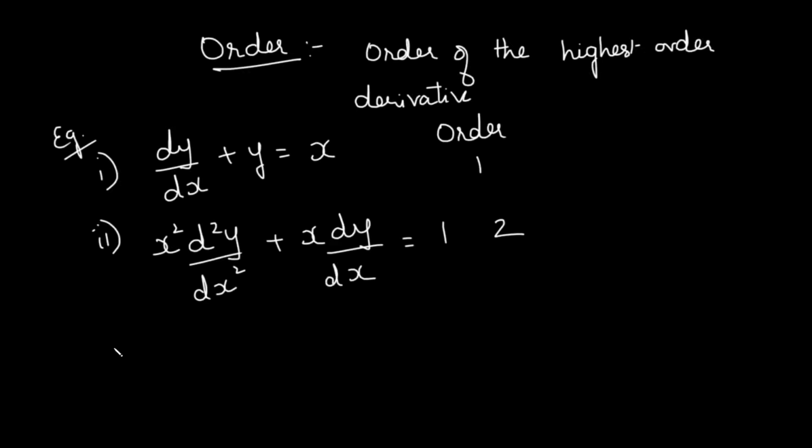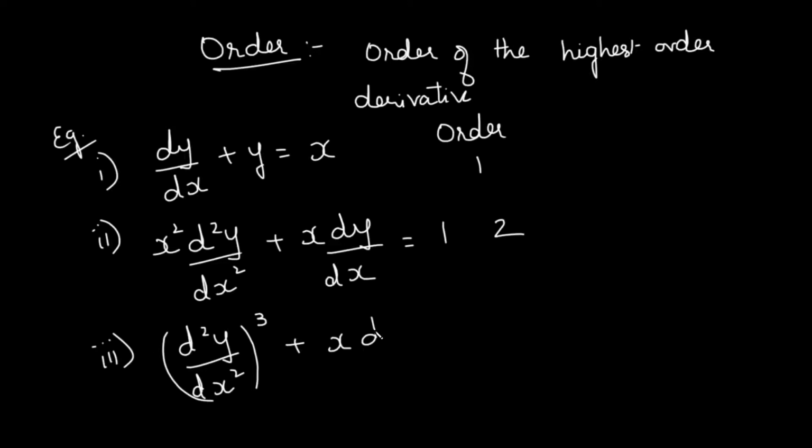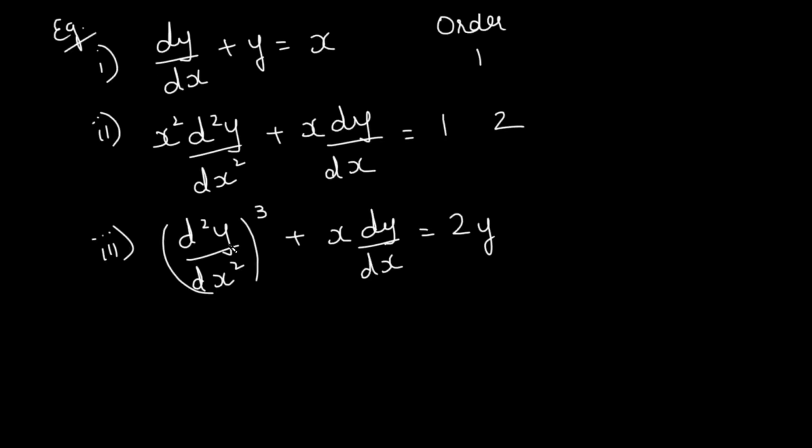Then suppose I give you one more example. Say (d2y/dx2)³ + x dy/dx = 2y. Now in this case, the order is again 2 and not 3. As you can see, it is a cube, but it is the second order derivative that is cubed over here. That means the order is still that of the second order derivative.